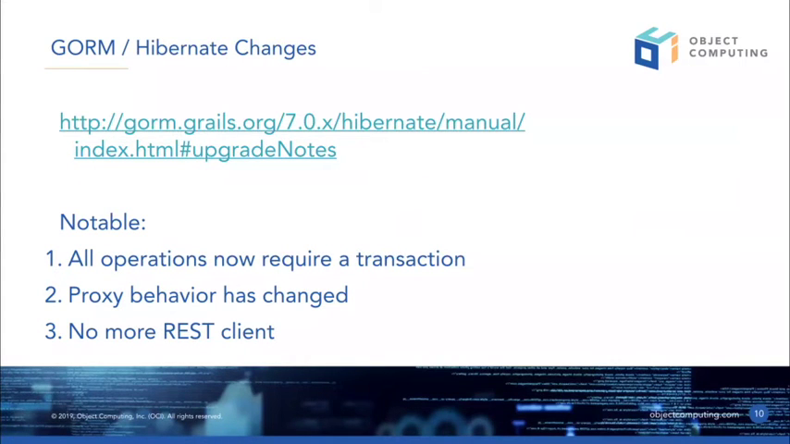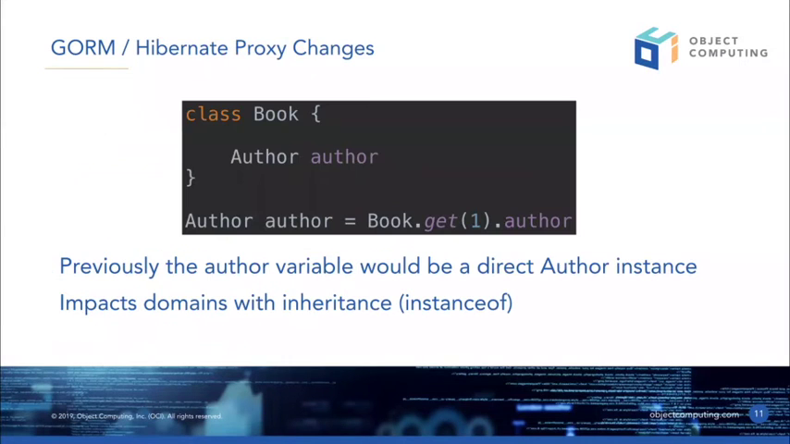In addition, there's no more REST client that ships with GORM 7. There was a Grails datastore REST client that was a part of GORM 6.1, and that's no longer shipped with GORM 7. So we recommend folks switch away from that client and instead use our Micronaut HTTP client. But you can also go back and add the dependency to the GORM 6.1 version, and that should work okay too.